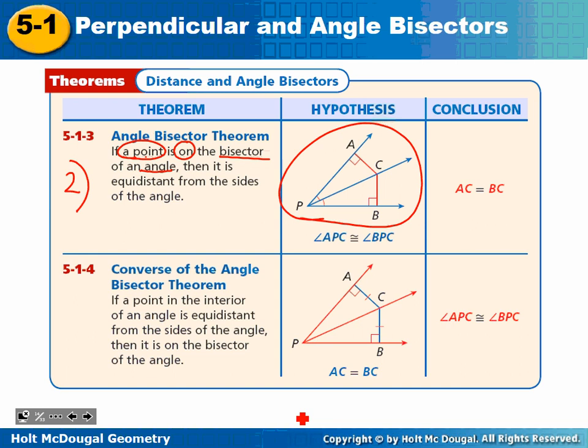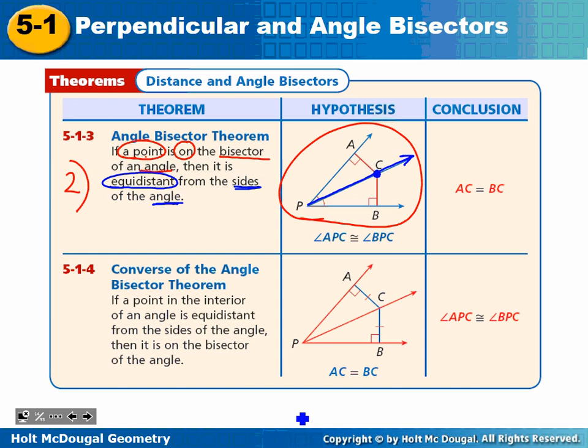What is the ray? Say it again, Reese. CP. So this ray PC is actually our angle bisector, right? It's the one splitting the angle into two congruent parts. What is a point on that angle bisector? P is what else? C. So if you have a point on that angle bisector, this theorem says that point will be equidistant from the sides of the angle.